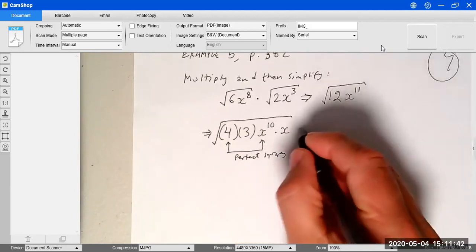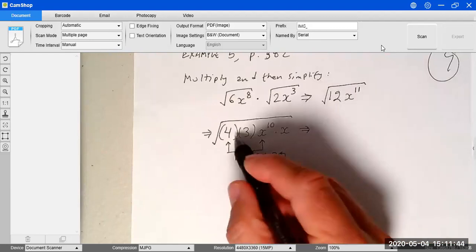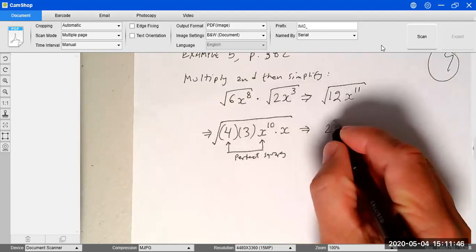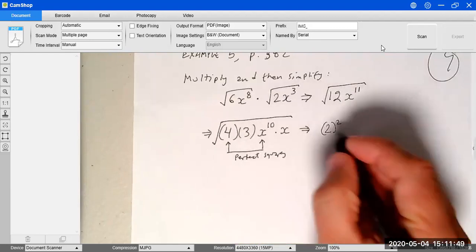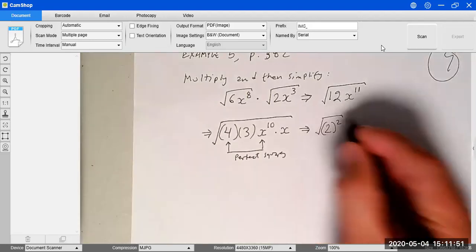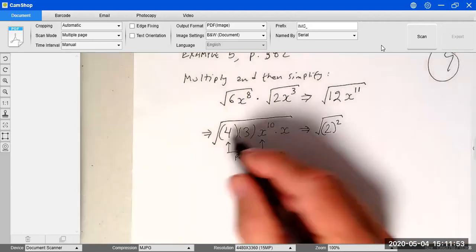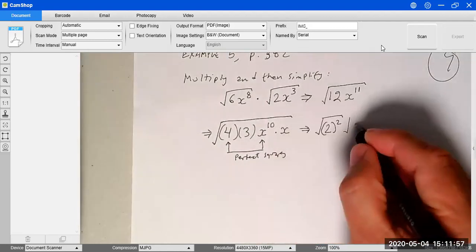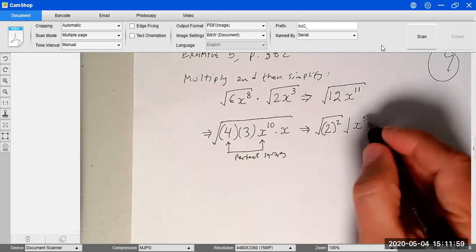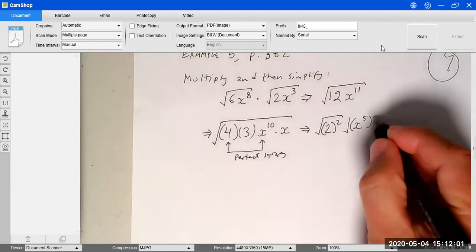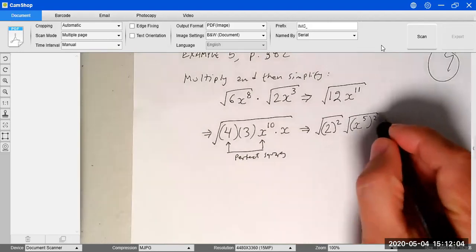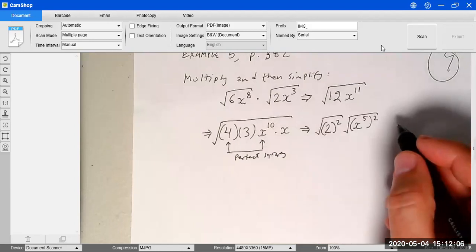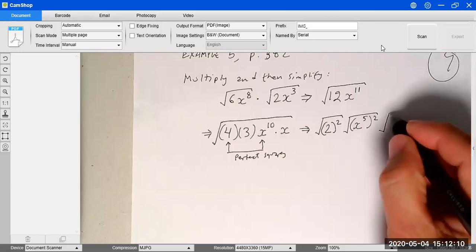So let's start. 4 can be written as 2 squared, and then I have my radical sign for the first radical, for the first perfect square. Then I have x to the 10, so it can be written as x to the 5 squared, because 10 divided by 2 is 5. So that's the second radical containing a perfect square, and then just a single radical for the non-perfect square.